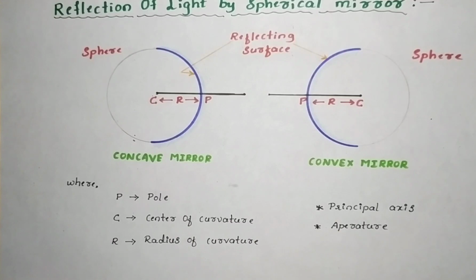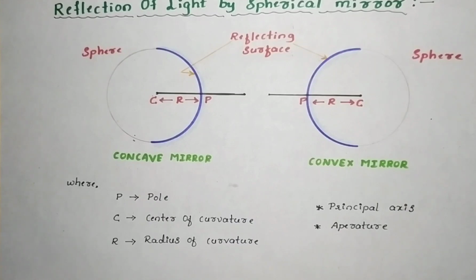So why do we have to call this axis the principal axis? As the head of the institute is only one person, likewise only one axis can pass through pole and center of curvature. So this single axis or this straight line, we are going to call it the principal axis.